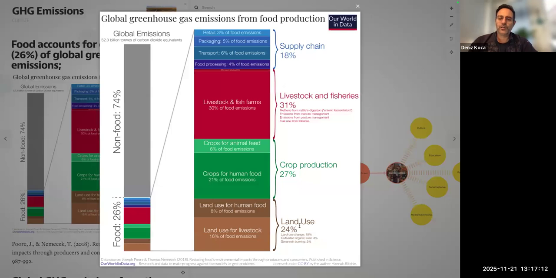So primary production is contributing most, almost more than 80% of this amount. One third of global emissions comes from the primary production. It says fisheries here, but it's only 1% of this 31%. So it's still more than 80%. The rest is only responsible for 18% of the emissions: the processing, transport, packaging, retailing.